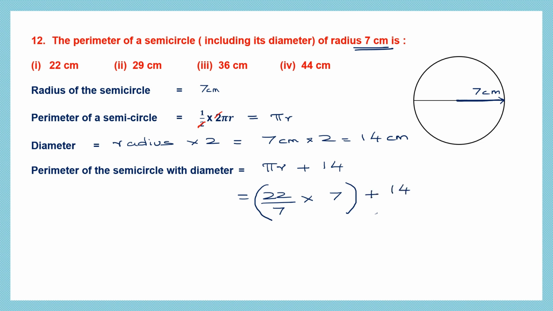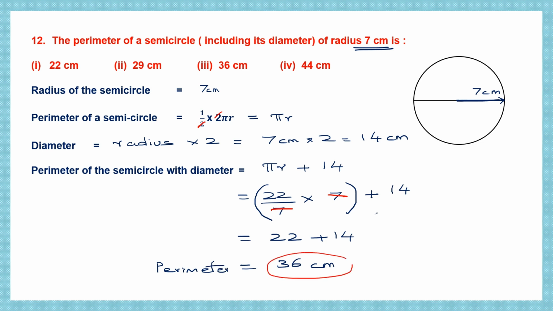So here within brackets what we have is multiplication. So we can cancel the 7 and the 7. So what do we have left here? We have 22 plus 14. 22 plus 14 is 36. So 36 centimeters is the answer, and this is the perimeter of the semicircle with the diameter. So 36 centimeters is our answer, and that is option 3, 36 centimeters.